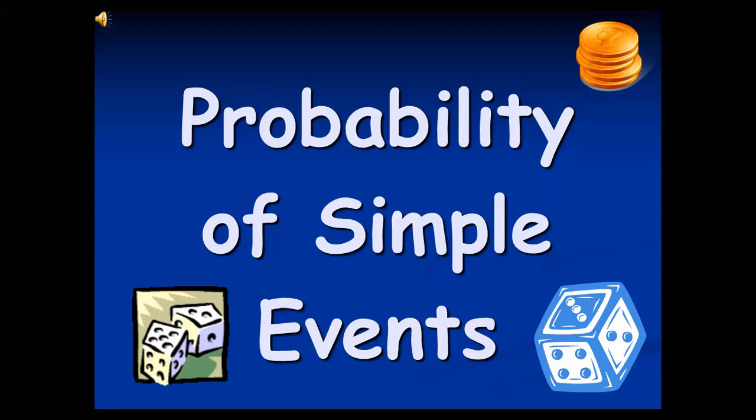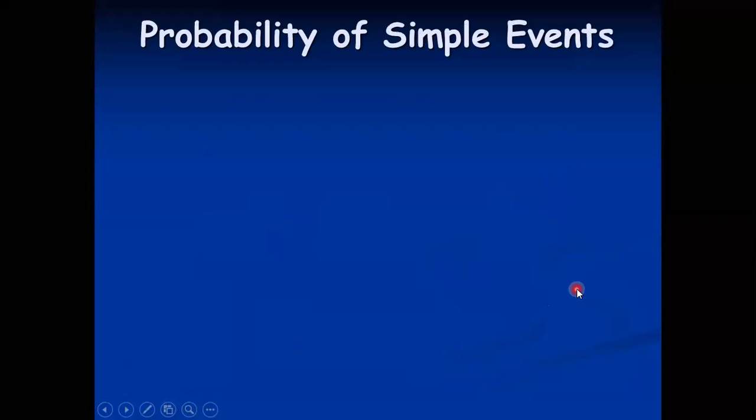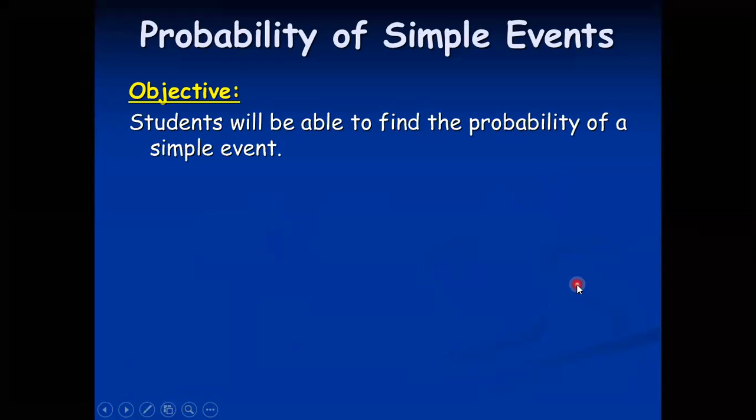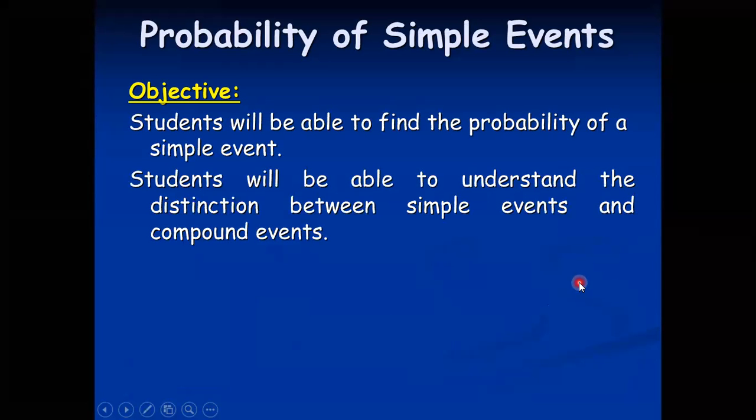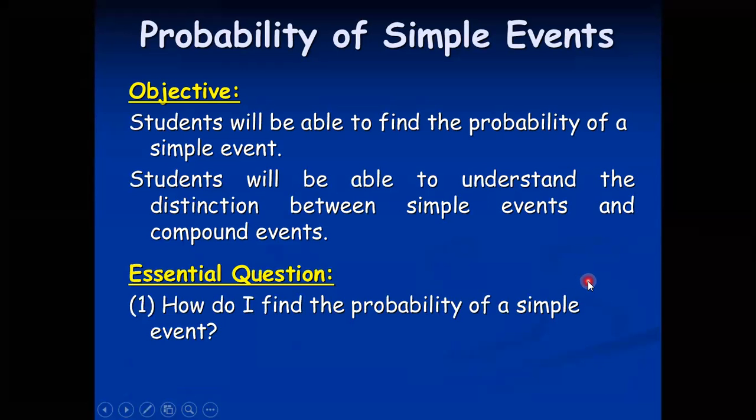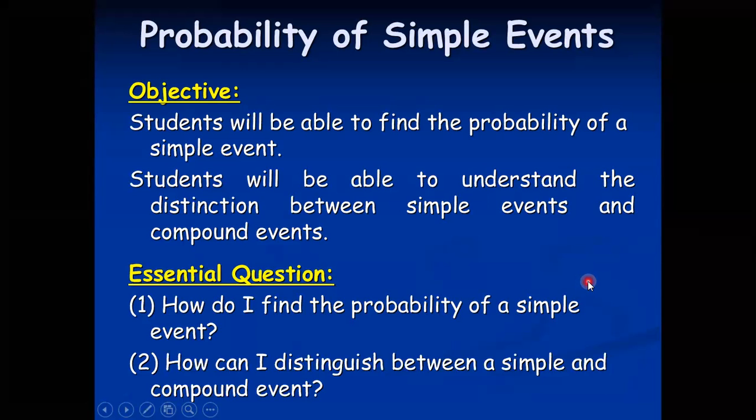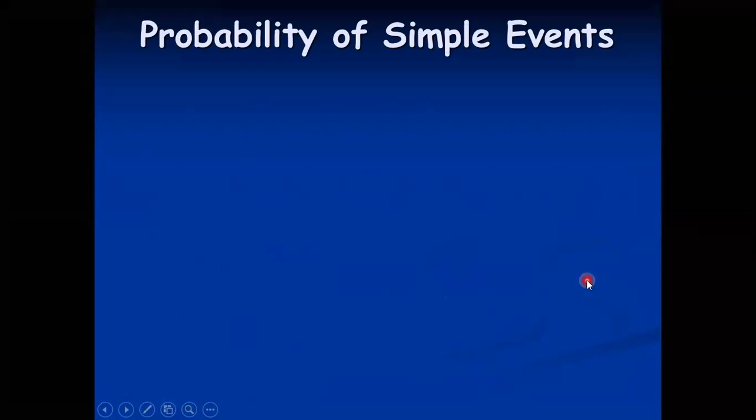So we are going to talk about probability of simple events. When we talk about probability of simple events, we have to look at some of the objectives. We'll be able to find probability of simple events and also understand the distinction between simple events and compound events, and how we find probability for both compound and simple events.